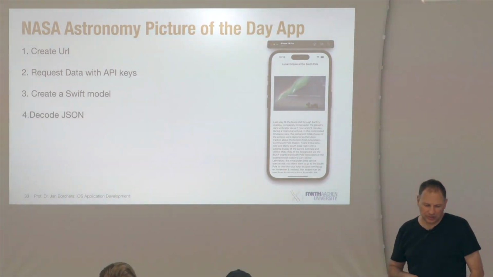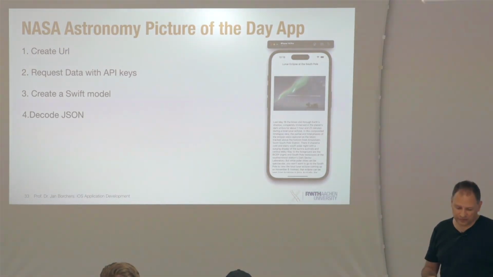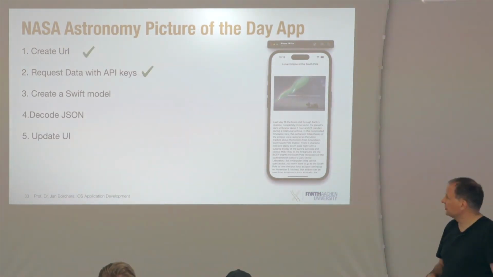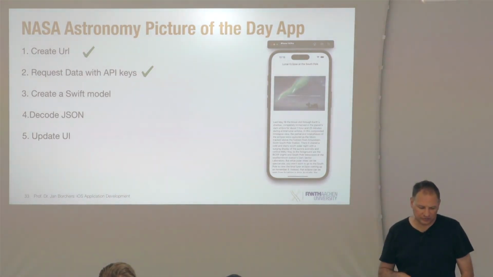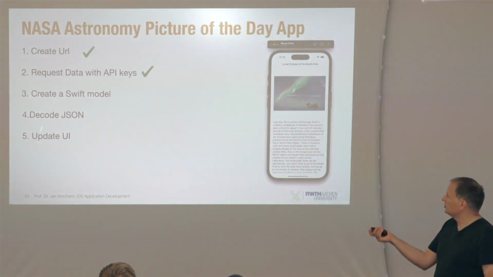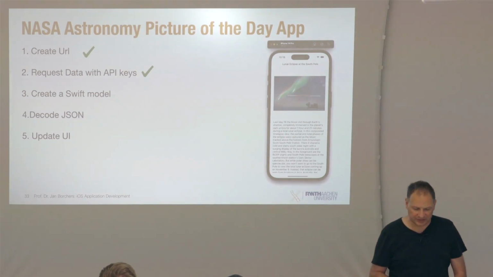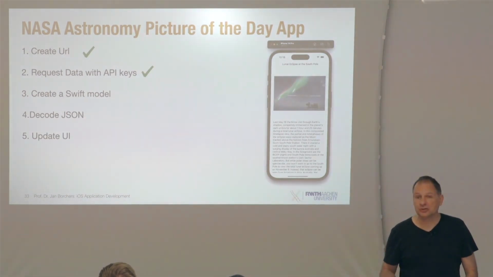Now we need to think about how to create a Swift model, decode the JSON, and update the UI. Right? So the first two things are done. The next three things are still left to do. So these are the things that we need to do to ultimately get to the working app that displays that. And how to create a working Swift model and how to decode the JSON and update the UI is something that we'll cover in the next class.